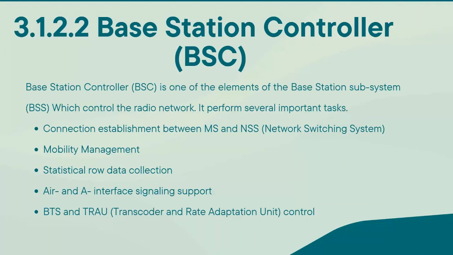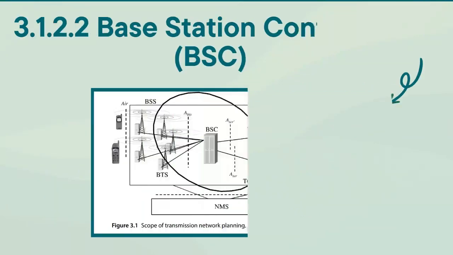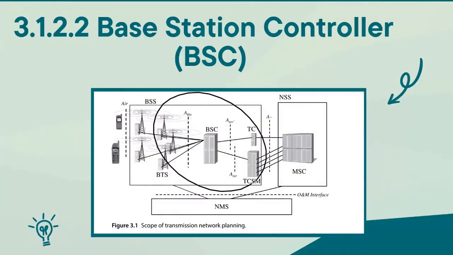Furthermore, BSC performs several important tasks, such as being responsible for allocating frequencies and time slots for mobile devices to communicate with BTS, keeping track of calls, and providing handover between cells. It also manages the BTS power levels, traffic load, and sends control signals to BTS for optimizing the network. So as you can see in this picture, the BSC is in the scope of the transmission network in the middle between BTS and TCSM.